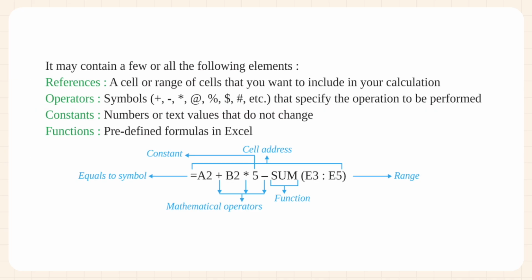It may contain a few or all of the following elements. References: a cell or range of cells that you want to include in your calculation. Operators: symbols, such as plus, asterisk, percent, etc., that specify the operation to be performed. Constants: numbers or text values that do not change. Functions: predefined formulas in Excel.